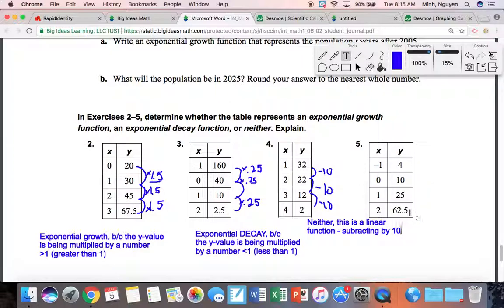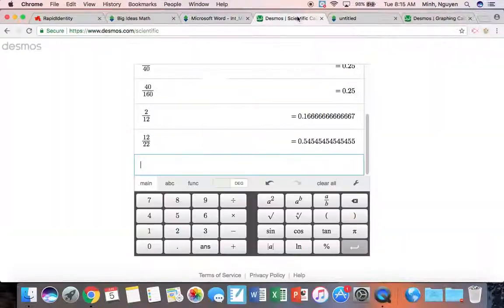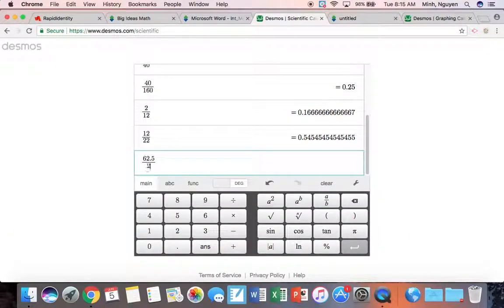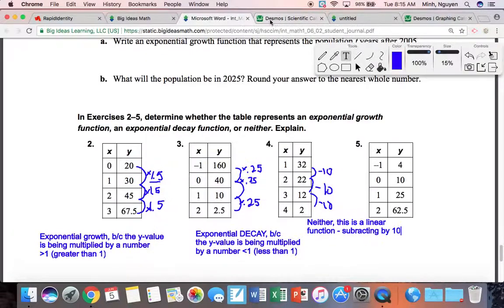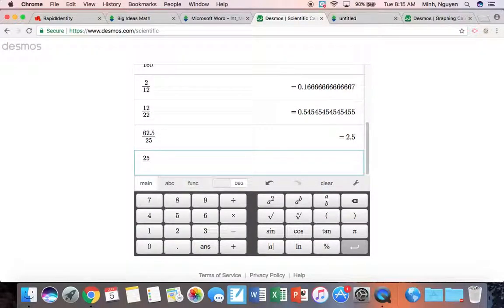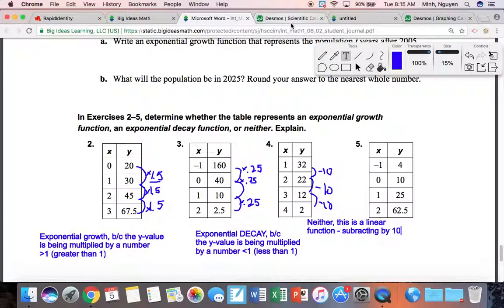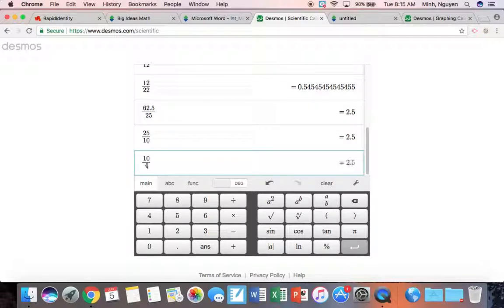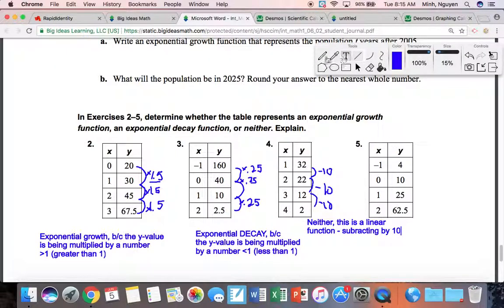Let's see here. 62.5 divided by 25 is 2.5. 25 divided by 10 is 2.5. 10 divided by 4 is 2.5. So each time we are multiplying by 2.5. If we're multiplying by a number greater than 1, I will let you read the other explanations and decide whether this is exponential growth or decay. Read one of those. It will clue you in.